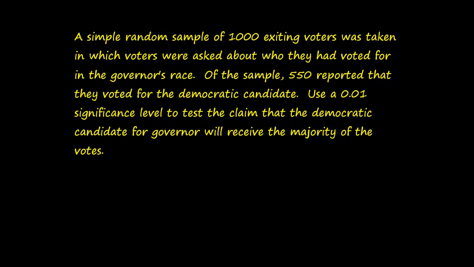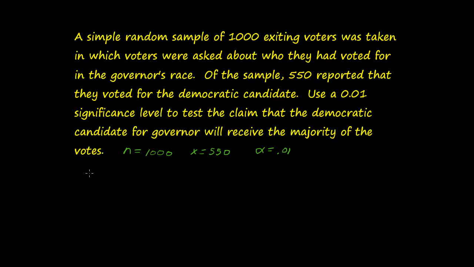Okay, let's note some of the things that we know from this word problem. We know that our sample size is 1,000. We know the number of successes, how many people responded that they had voted for the Democratic candidate for governor, 550, and we're told to use an alpha, a significance level, of 0.01 to test our claim.